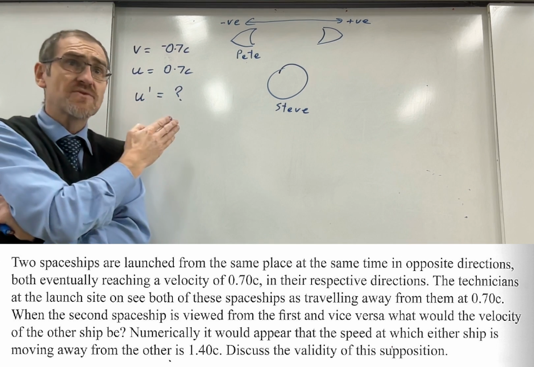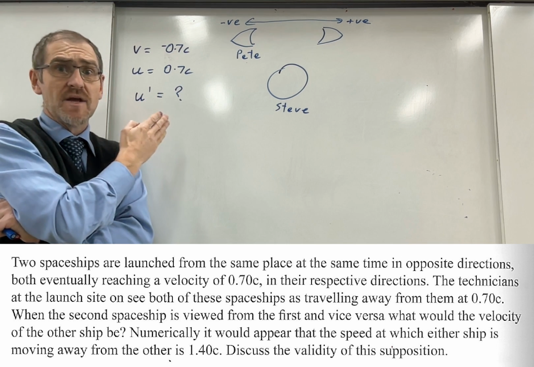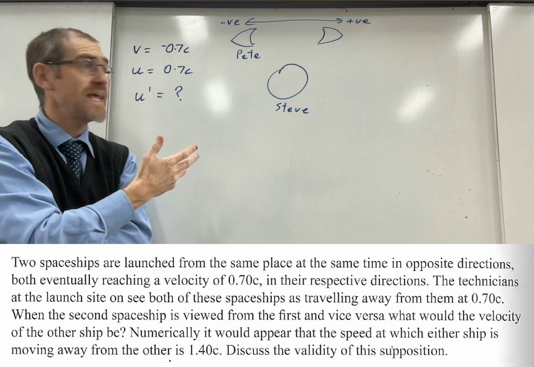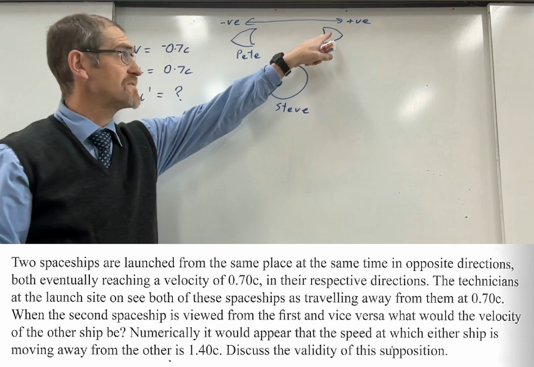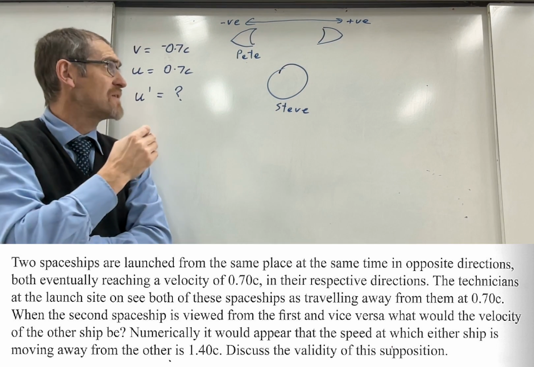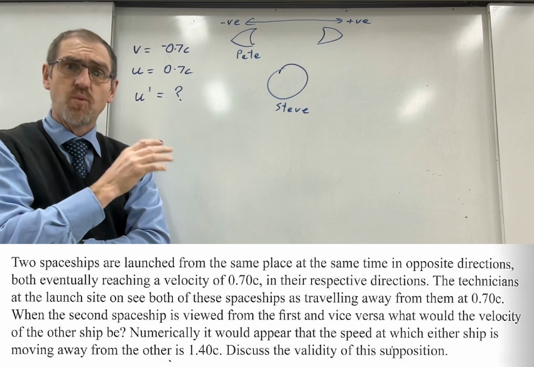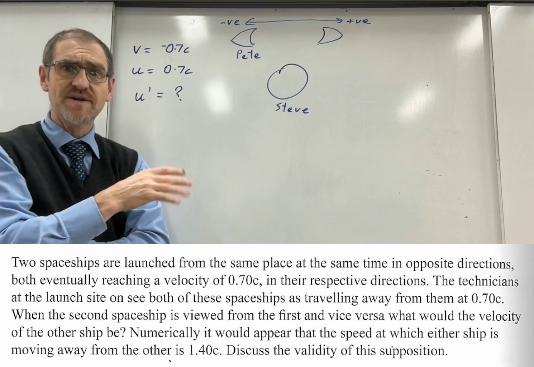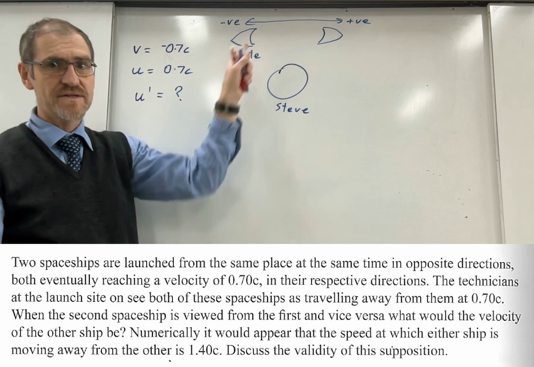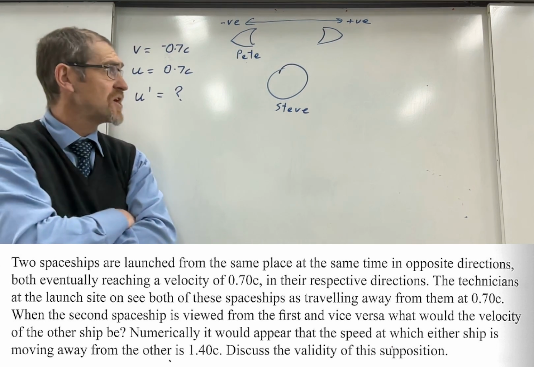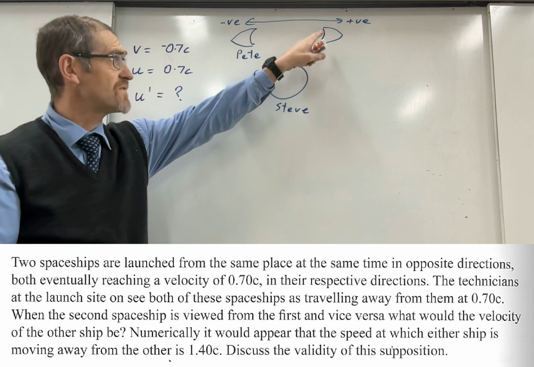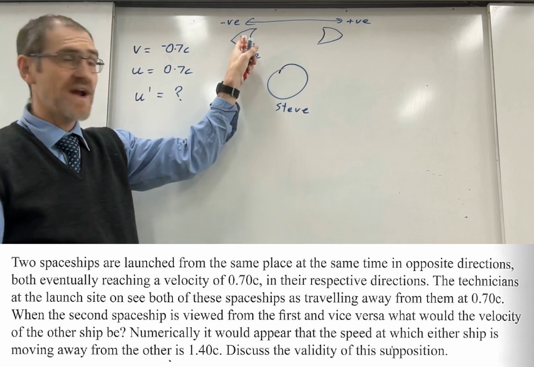u prime is the mystery value that we're interested in finding out. u prime in a Galilean system would be thought to be the velocity of this spaceship in Pete's frame of reference, and you would think if you were Galilean that it was 1.4 c. We're going to say that that's not possible because that would mean that this spaceship is moving faster than the speed of light in his frame of reference, which we believe is not the case. So we're going to use a Lorentz transformation to try and find out what actually is the velocity of this spaceship in Pete's frame of reference.